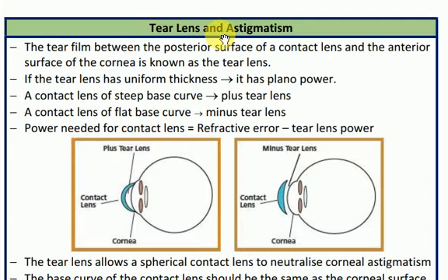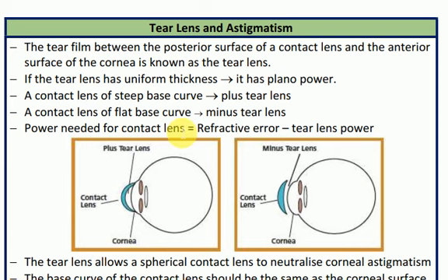Tear lens and astigmatism. The tear film between the posterior surface of the contact lens and the anterior surface of the cornea is known as the tear lens. If a tear lens has uniform thickness, it has plano power. A contact lens of steep base curve is known as plus tear lens. A contact lens of flat base curve is known as minus tear lens. So this is plus tear lens because the base curve is steep. This is minus tear lens, the base curve is flat.